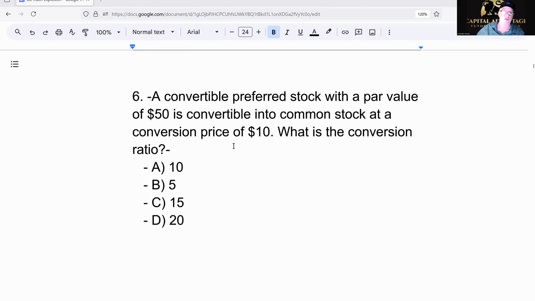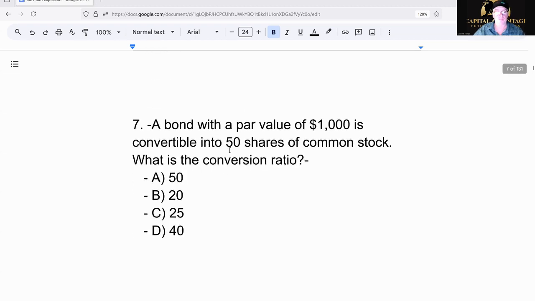Convertible with a par value of 50 and a conversion price of 10. So we do the same thing. We do 50, let's bring out the calculator. 50 divided by 10 is 5. That means we get 5 shares for every bond we convert. Pay attention: if they give you a different par value, you have to use that par value they give you.